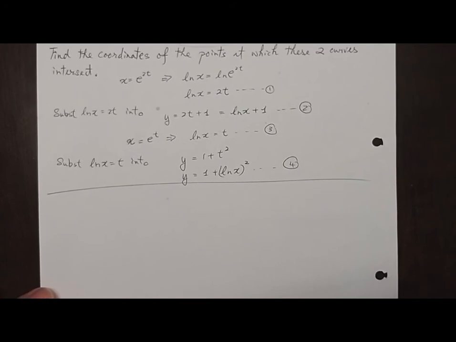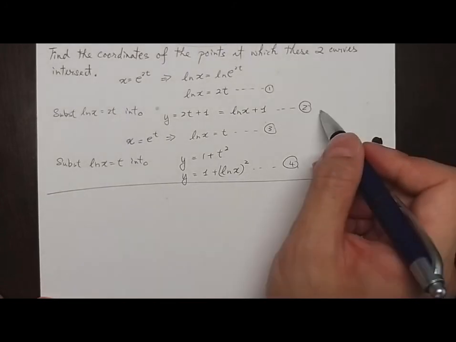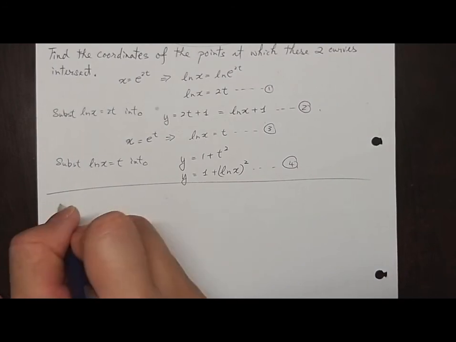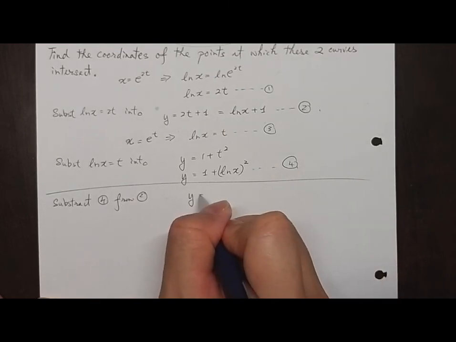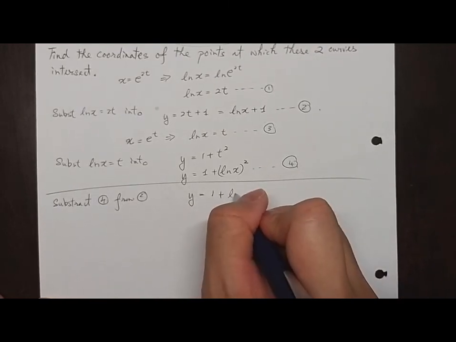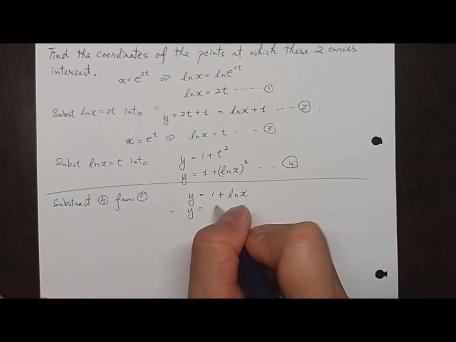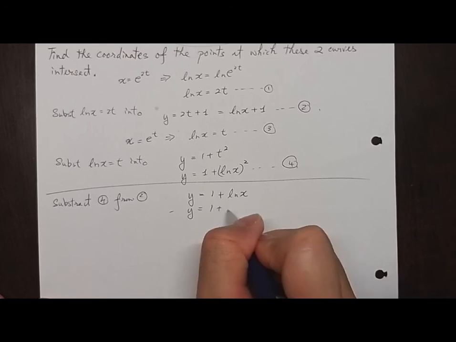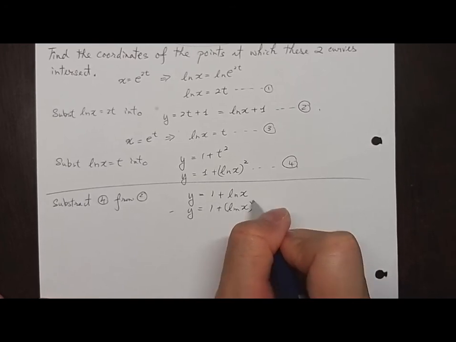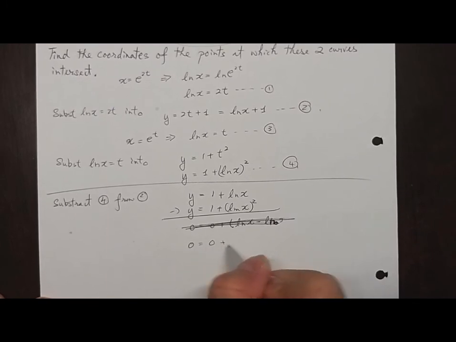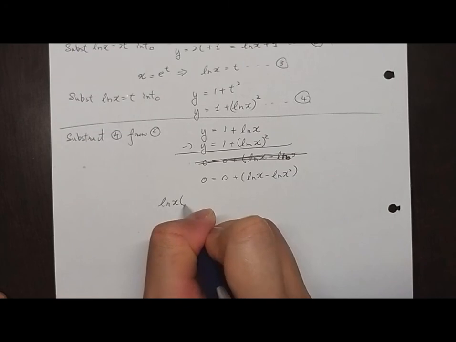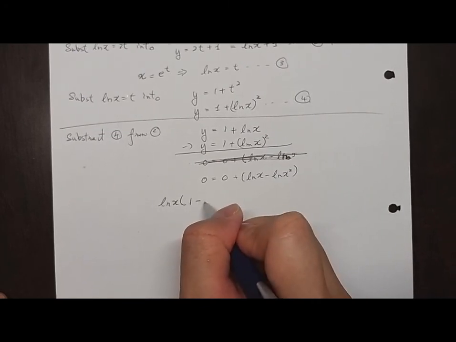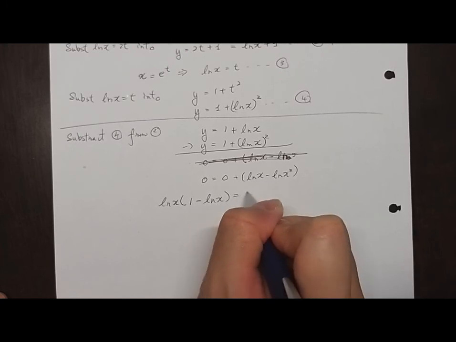So now we take the fourth equation and the second equation here. We subtract 4 from 2. We got y = 1 + log x minus y = 1 + (log x)². And we got 0 = 0 + log x − (log x)². So what we have here is that log x multiplied by (1 − log x) is equal to 0.